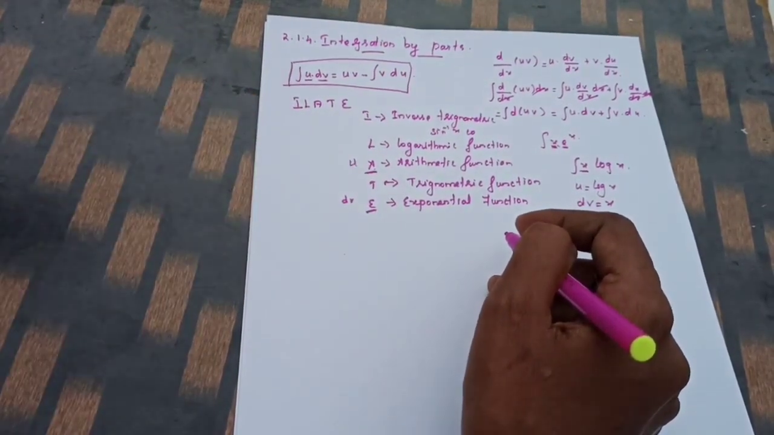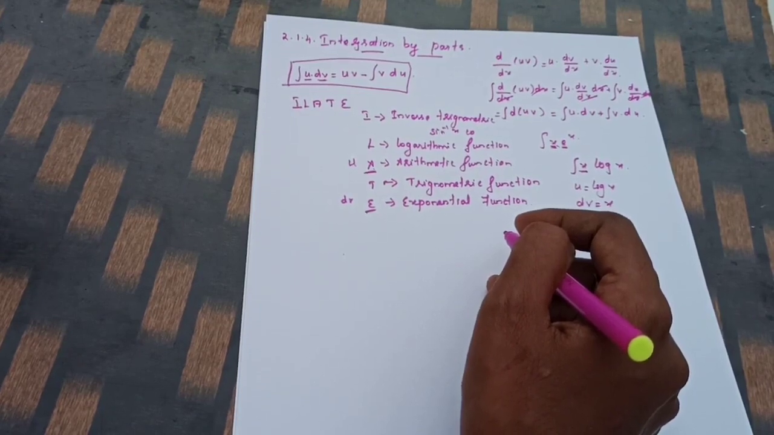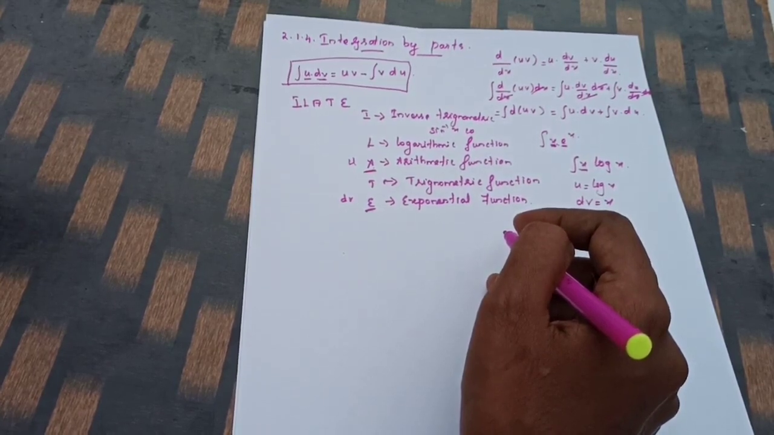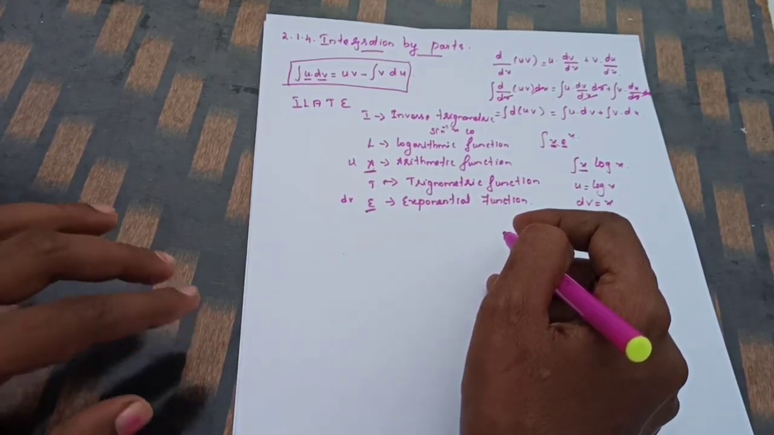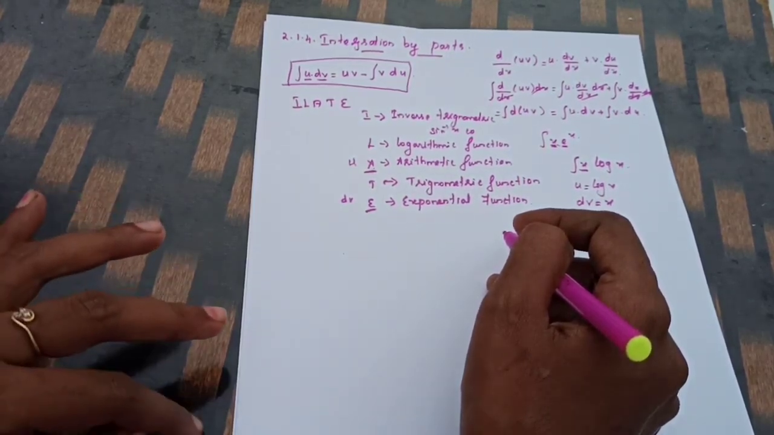Understand? So using this ILATE order, that is I-L-A-T-E. I stands for inverse trigonometric function. L stands for logarithmic function. A stands for arithmetic function. T stands for trigonometric function. E stands for exponential function. Using this order, you will choose u and v.